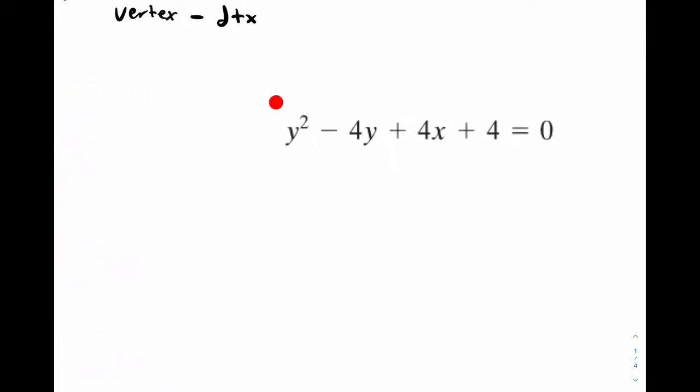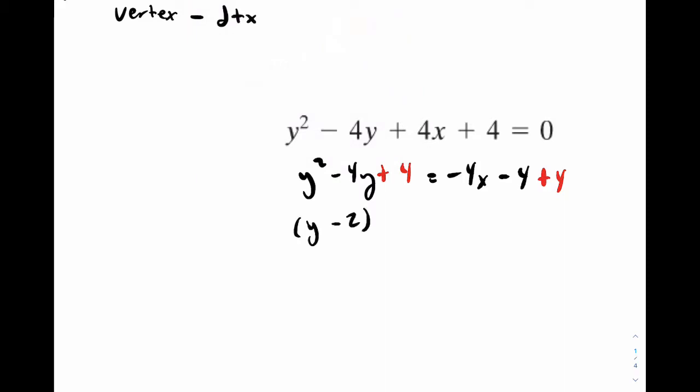Notice how the y squared is right here, so I'm going to keep that stuff on the left. So y squared minus 4y, that's negative 4x minus 4. Complete the square, so add 4 to each side there. So that's y minus 2 squared, that's equal to negative 4x.